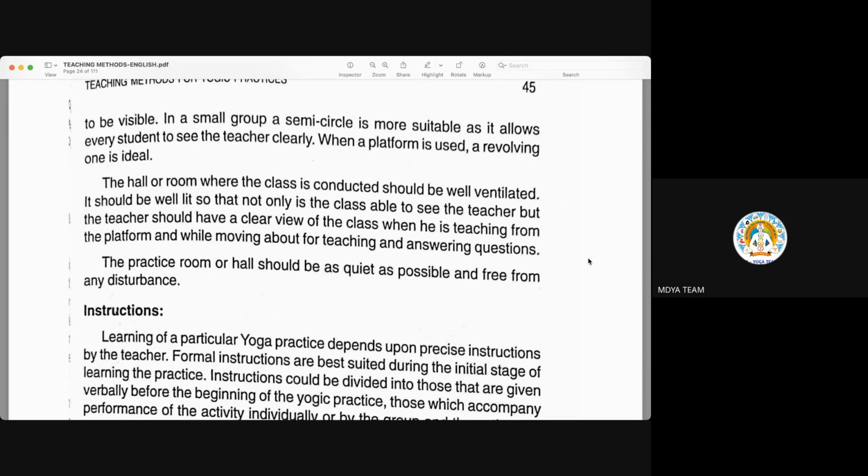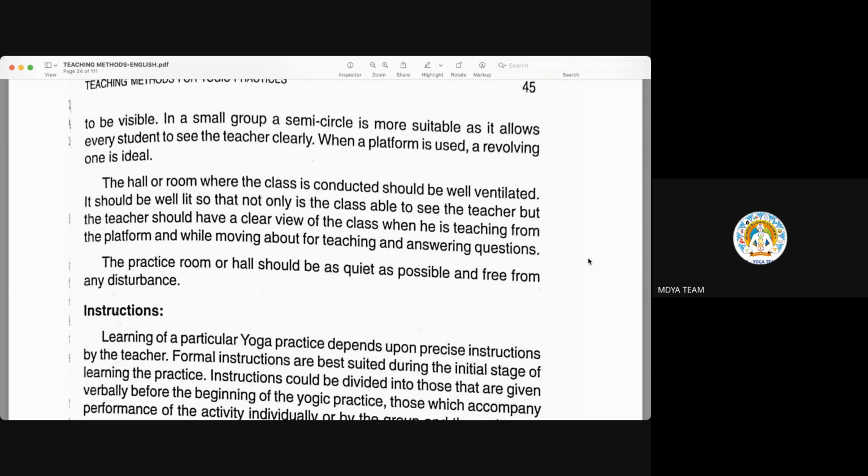It should be well lit. The light should be there. Generally preferred is natural light, or if it is not possible, then electric light also works. So that not only can the class see the teacher, but the teacher should have a clear view of the class. He or she can see each individual student when teaching from the platform, and while moving about for teaching and answering the questions. So this is a good habit.